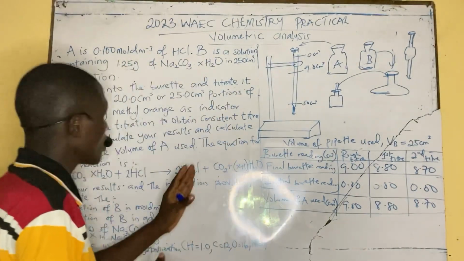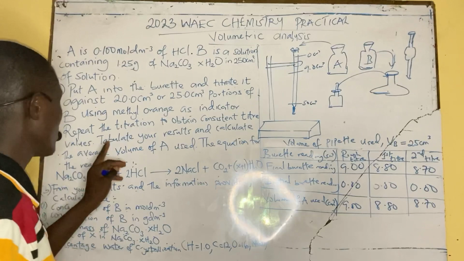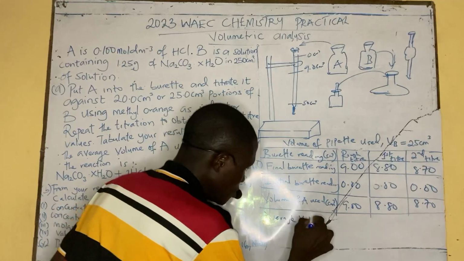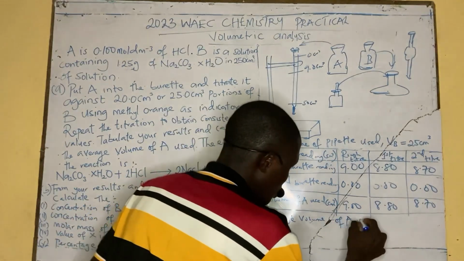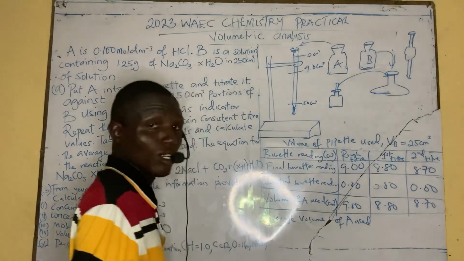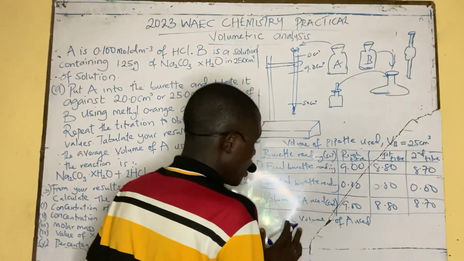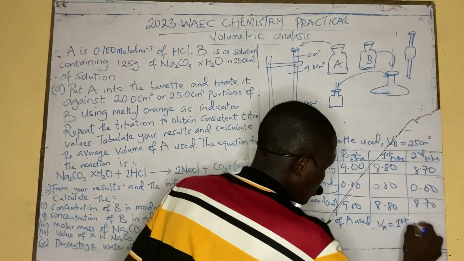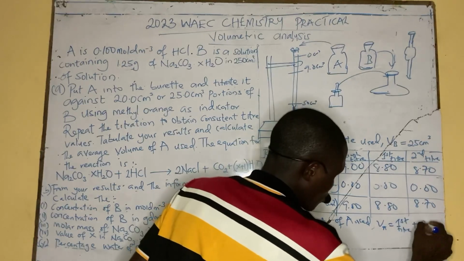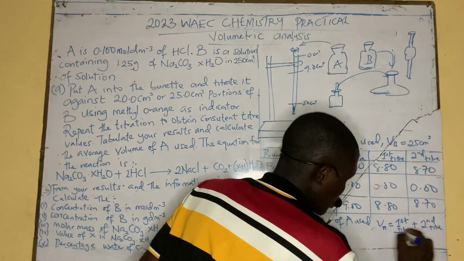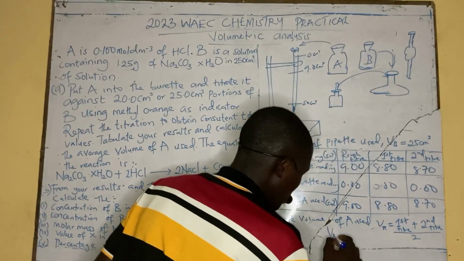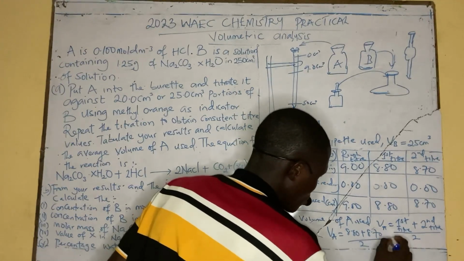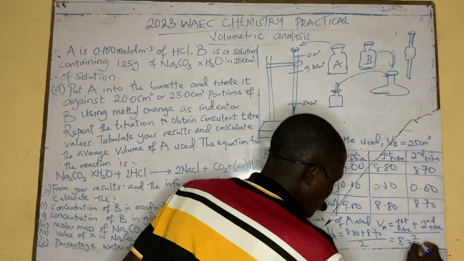Now we are asked to calculate the average volume of acid used after doing our result. The average volume of A used is the same thing as the volume of A used, so don't be confused. VA is equal to the first titer plus the second titer divided by 2, which is VA equal to 8.80 plus 8.70 divided by 2, is equal to 8.75 centimeter cube.